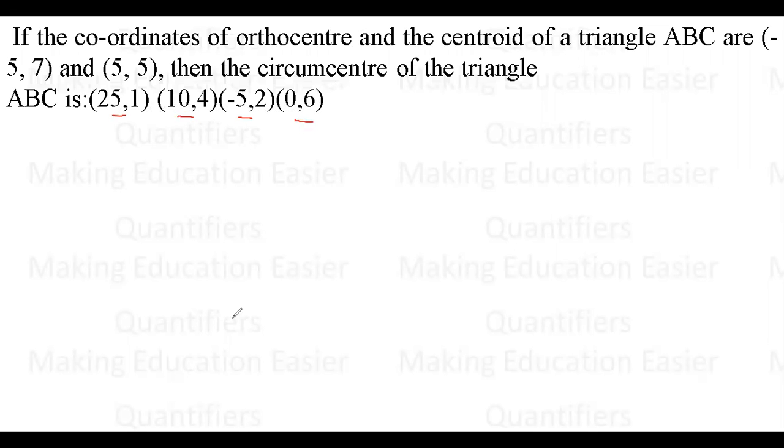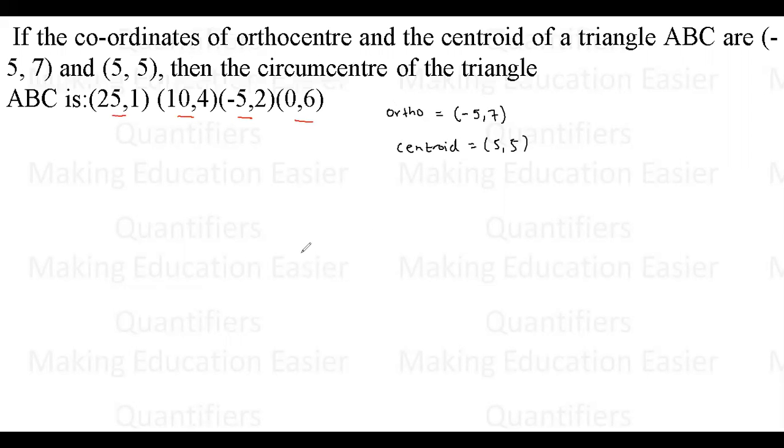So now before I share the solution, let me tell you some basic concepts in case you are not aware. See, it is given that the coordinates of orthocenter are given: minus 5 comma 7, and coordinates of centroid are given: 5 comma 5.